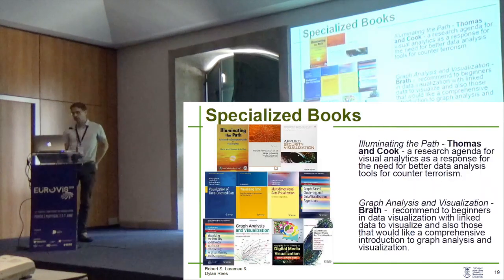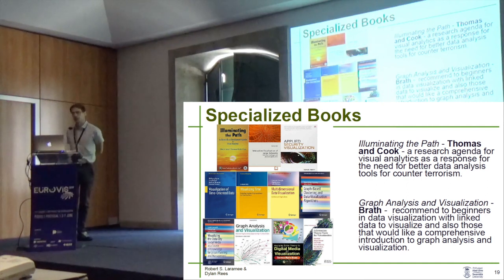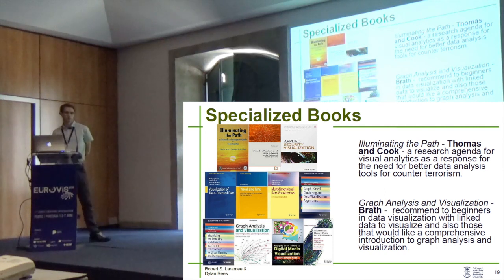Then we have our specialized books. These are books that are highly specialized, not for a general audience at all, but perhaps only of interest to those looking for something in that particular field. For example, network analysis, the Brath book is one for users. And then we've highlighted Illuminating the Path there, which is on visual analytics. It's almost a classic, but I think we define classics as over 20 years old, so that didn't quite make it in.